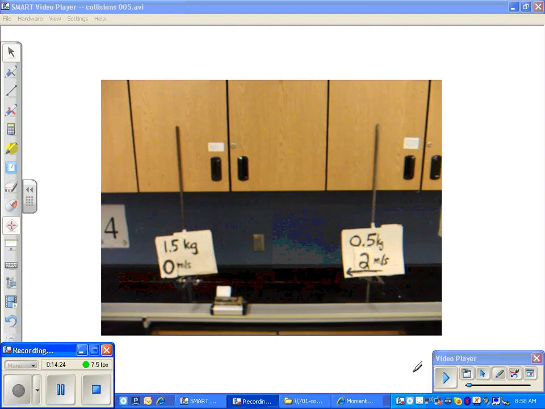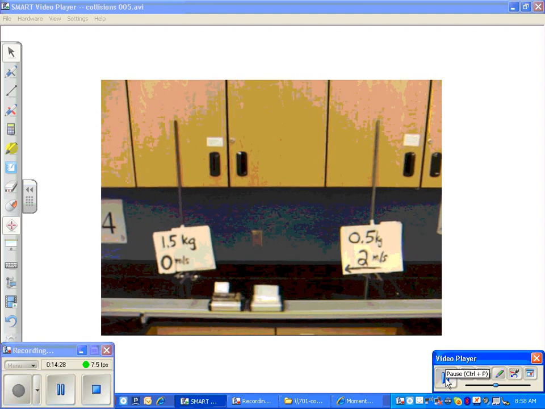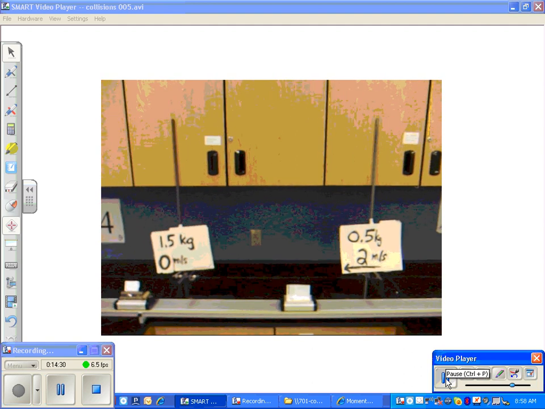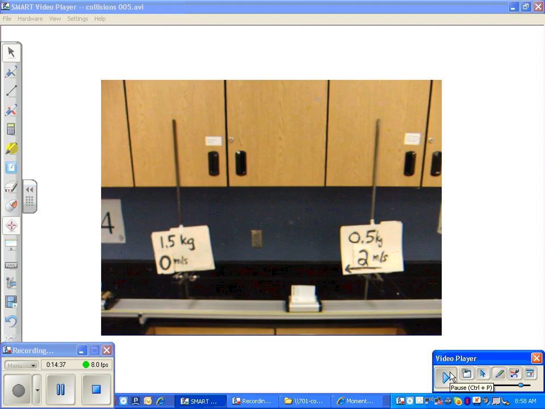Okay. So for our fourth video here, we'll see something even different. Logan, can you tell me what the difference is between this one and the other two? Or the other three, actually? Okay, so that after the collision, the velocity of this car changed.